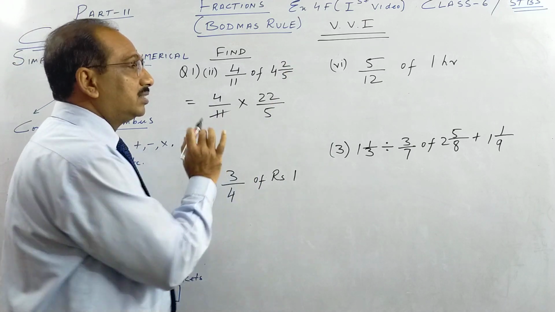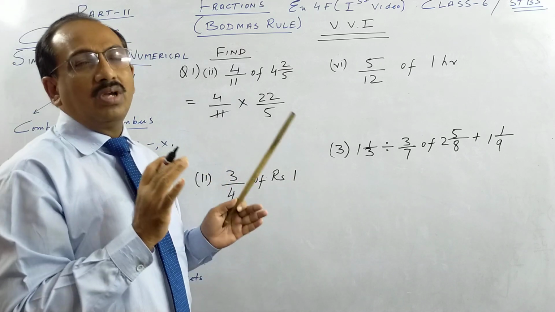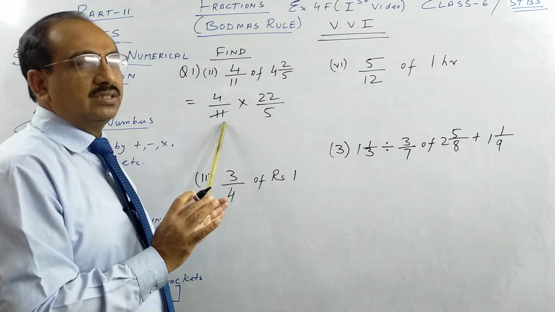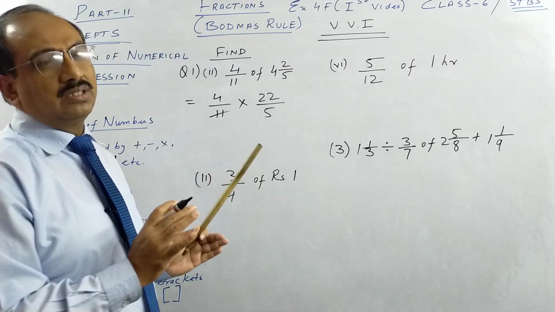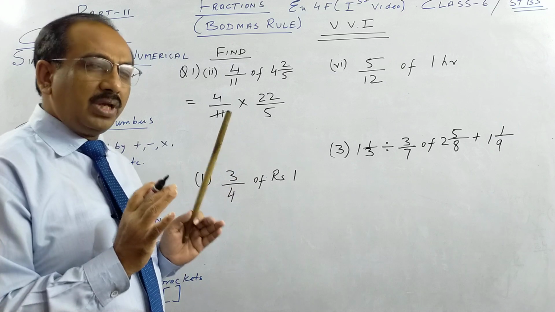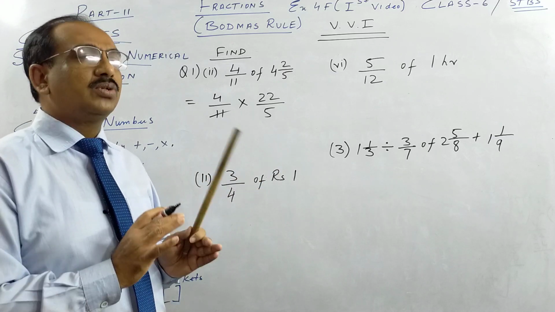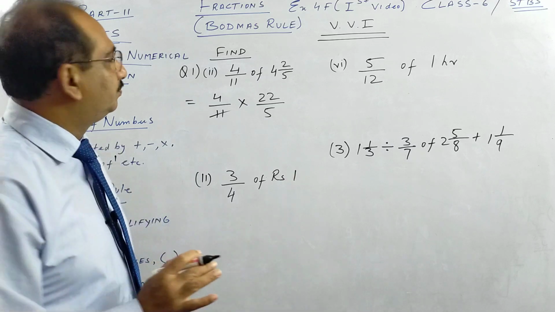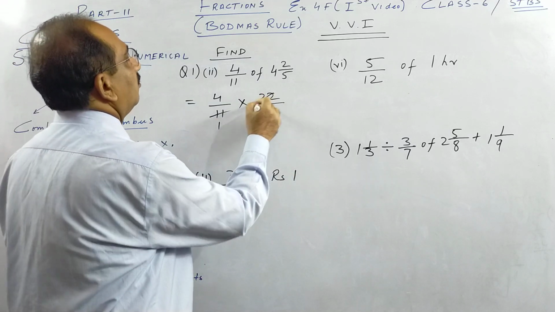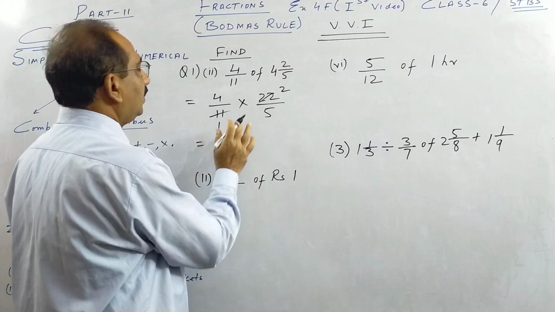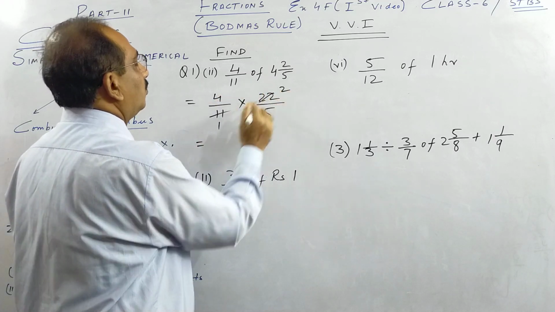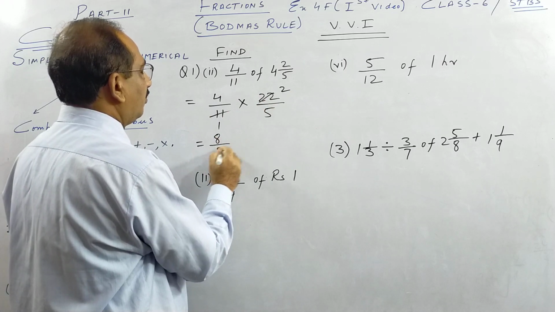Now this will cancel, children. This is a little hard, but you have to learn and do this simplifying, cancellation, and reducing to the lowest term. We may have problems in the beginning, so please practice again and again till you learn. So 11 1s are 11, 11 2s are 22. Nothing will cancel between 4 and 5. What we are left with is 4 2s are 8 by 5.